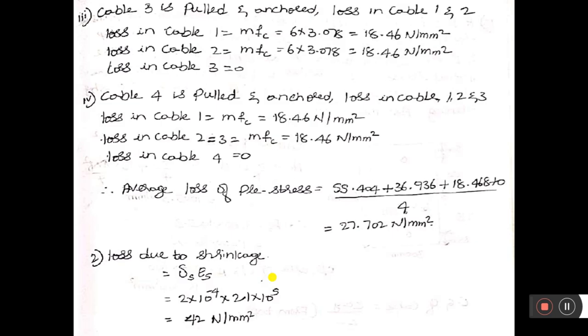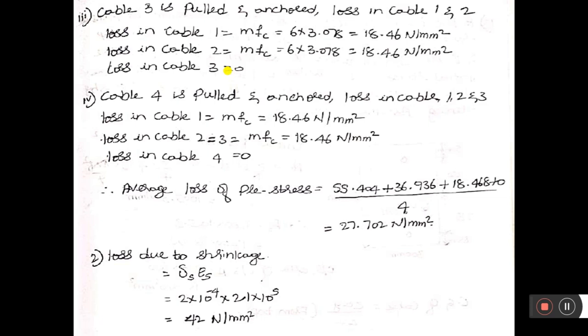And next, what happens when cable 3 is pulled? So when cable 3 is pulled, the loss of stress in cable 3 will be 0 and there is loss of stress in cable 1 and 2. So loss of stress in cable 1 is M into Fc. So M is 6, Fc is 3.078, 18.46 is the loss in cable 1. Similarly, in cable 2, loss is equal to M into Fc. So it will be 18.46 Newton per mm square. Loss in cable 3 will be 0.